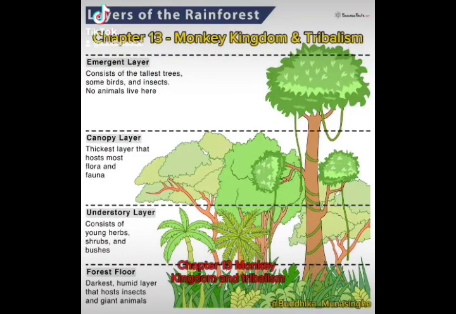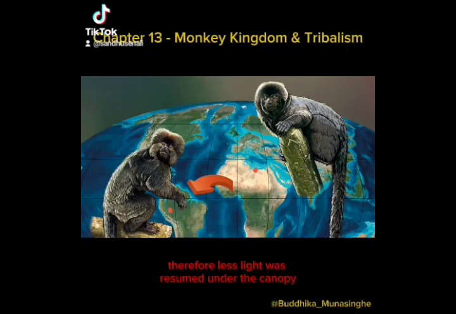Chapter 13, Monkey Kingdom and Tribalism. The fourth layer of the African rainforest, which has 4 layers, was formed by the collection of the tallest trees. It is the protruding layer. By splitting the fabric until this protruding layer is exposed, the tree canopy was the third layer in this rainforest. The branches of many trees had joined together to form this tree canopy. Therefore, less light was received under the canopy.